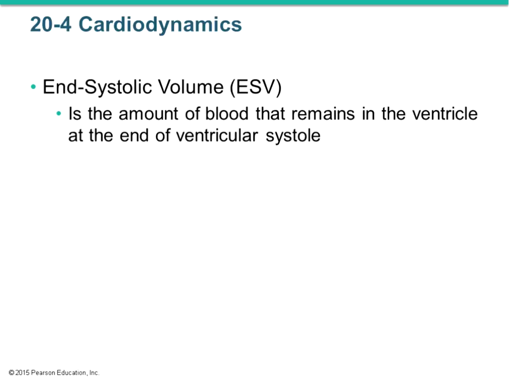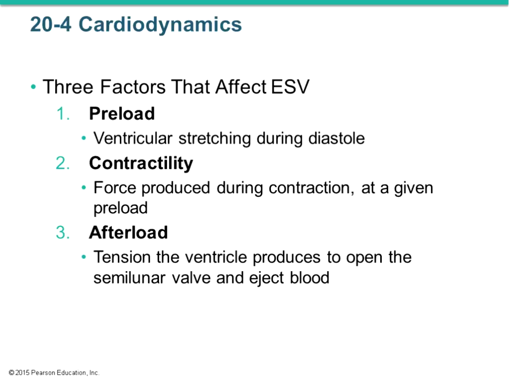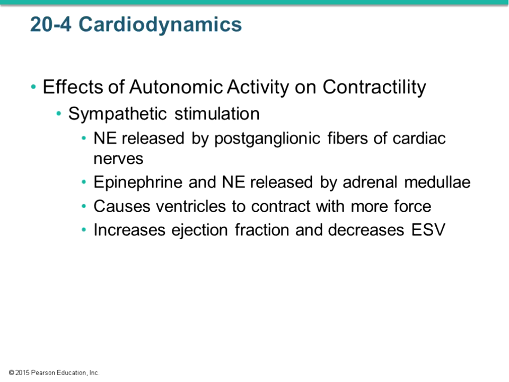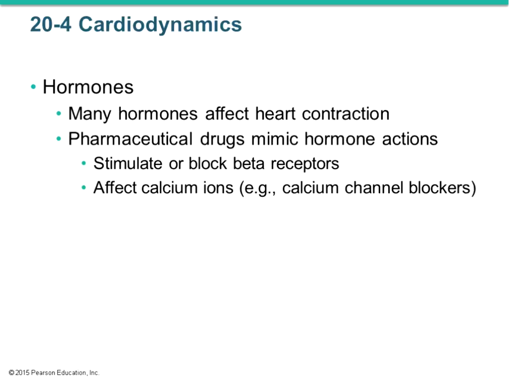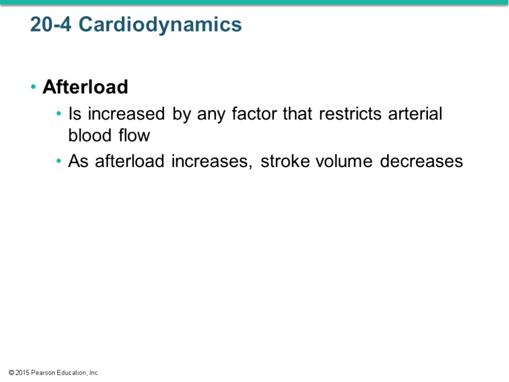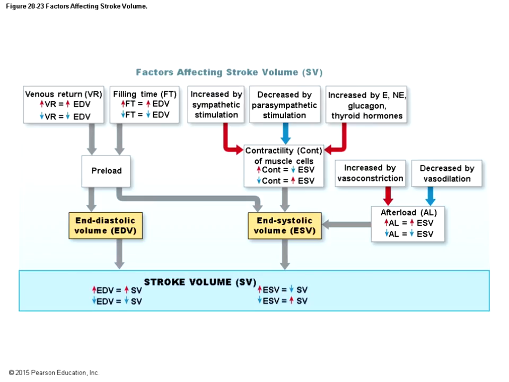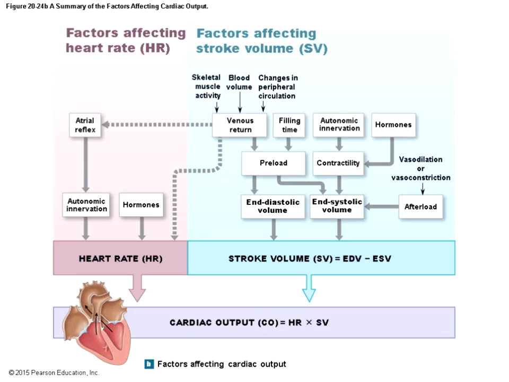Okay, so end systolic volume is the amount of blood that remains in the ventricle at the end of ventricular systole, we know that. I'm not sure why that slide is there. Oh, okay, so that's just saying what the three factors are that can impact end systolic volume: preload, contractility, and afterload. I don't think that's as important in some of these concepts that we've looked at today. We already talked about effects of autonomic activity on contractility, so let's review. We really went over these parts already. The hormones, of course, impact it. And this just looks at factors affecting stroke volume. You can look at that as well.